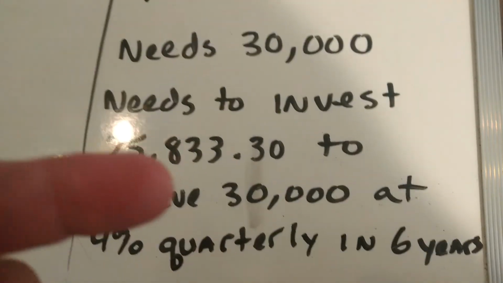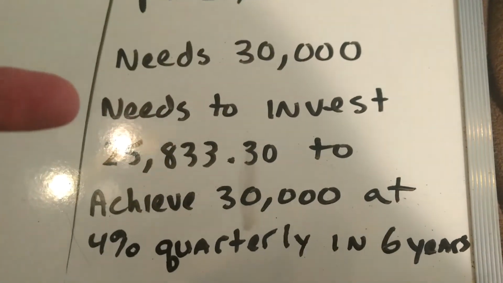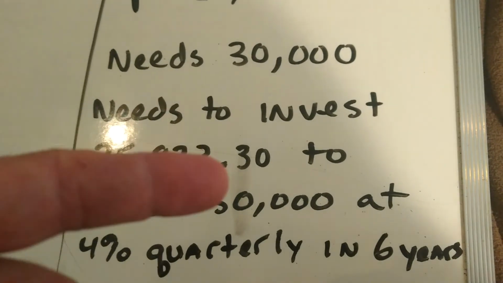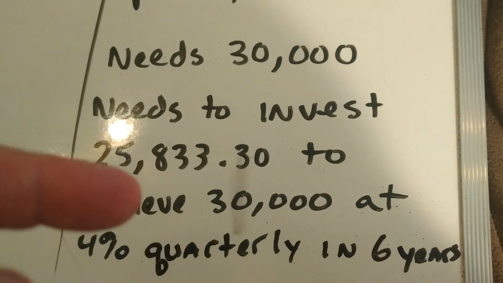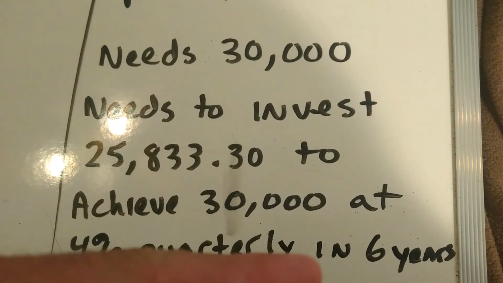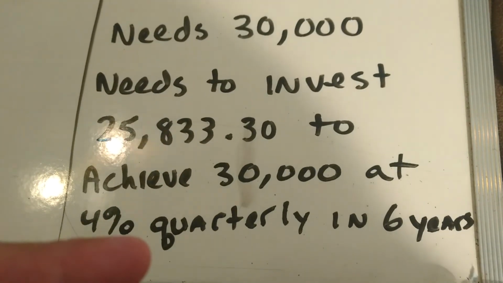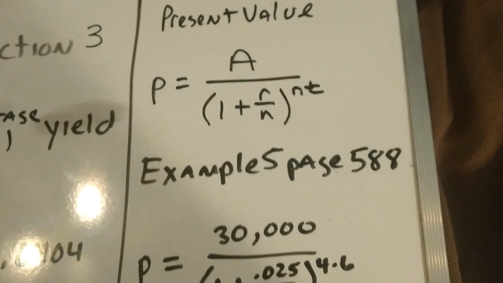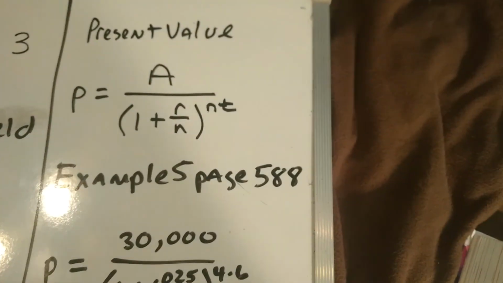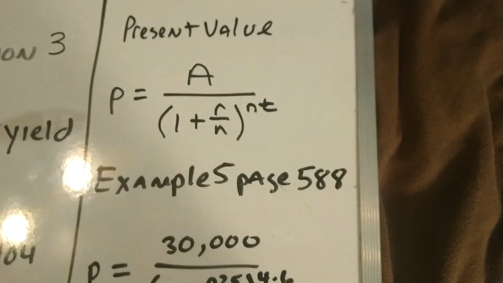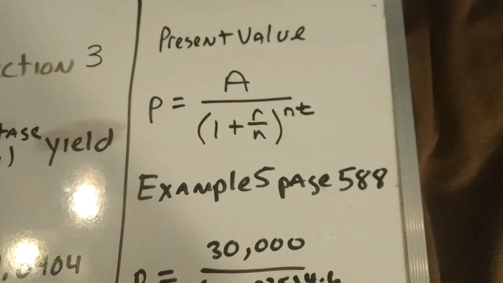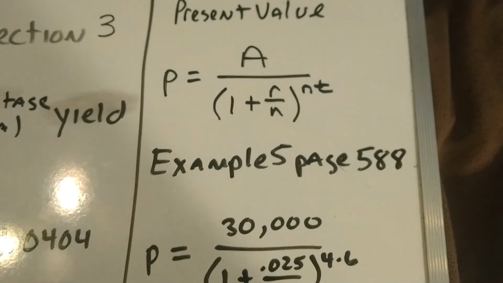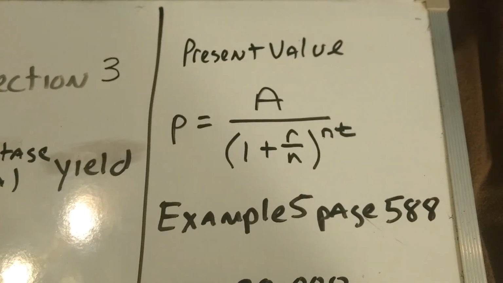This is about planning ahead. If he needs $30,000, then he needs to invest $25,833.30 now to achieve that $30,000 at the end of 6 years at a 2.5% interest rate compounded quarterly. So that's what present value does. Present value allows you to predict how much money you will have with a certain rate in a certain time, compounded a certain amount of times a year.